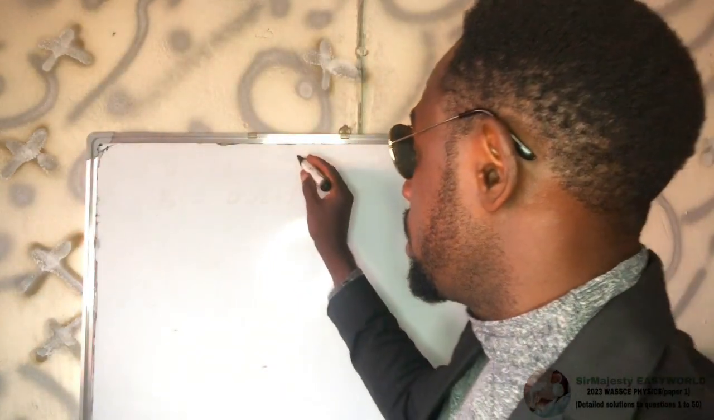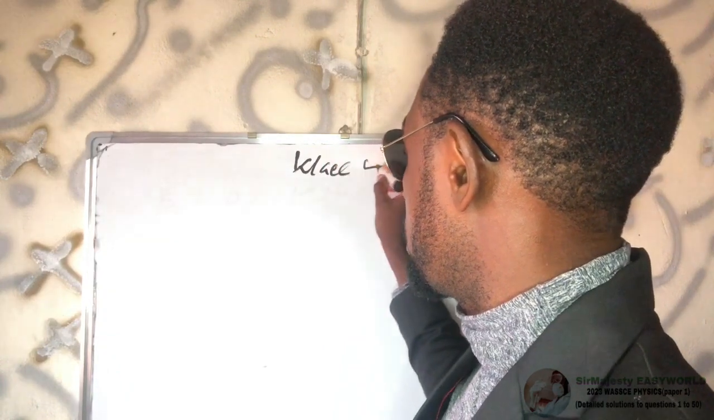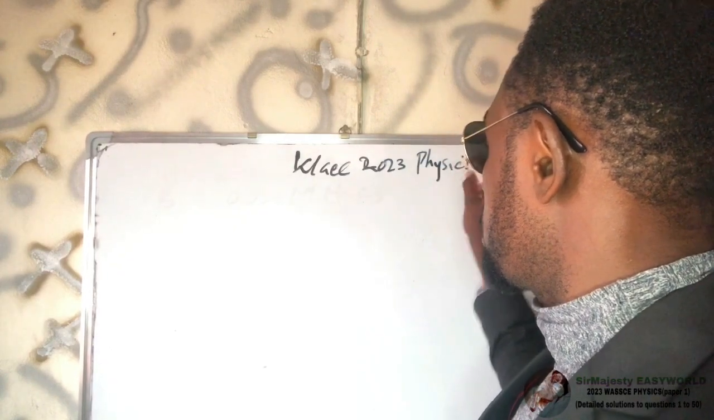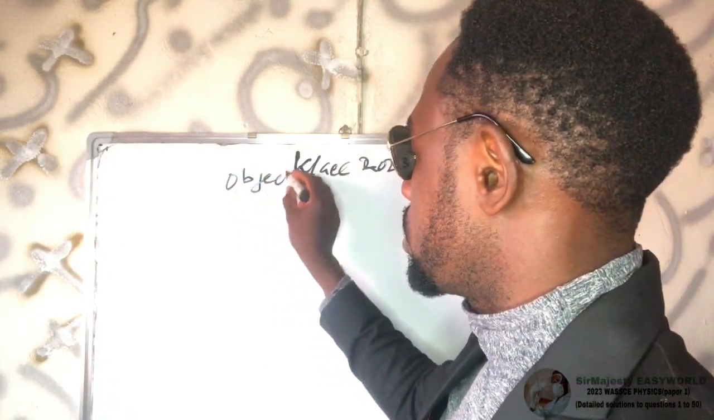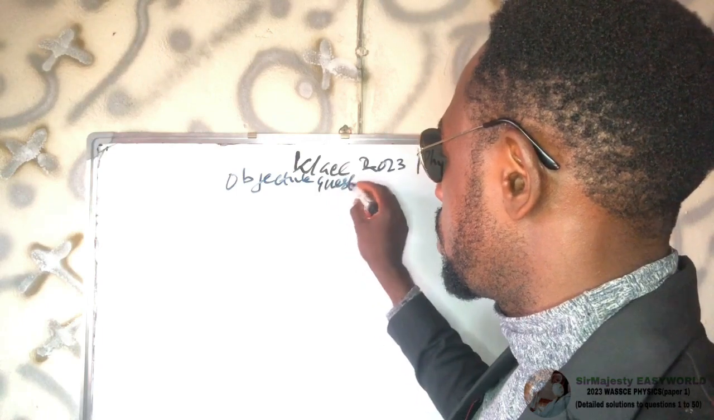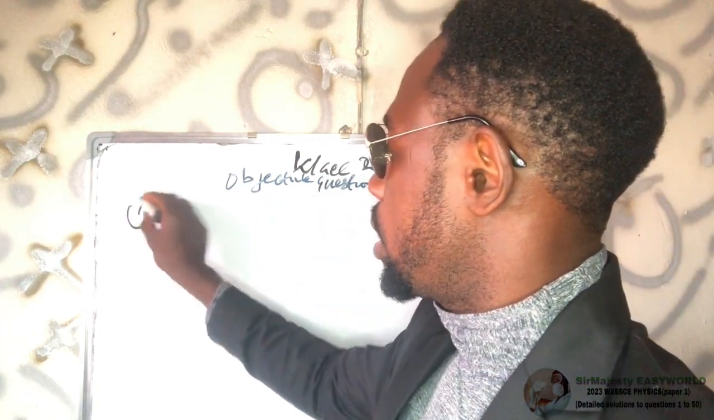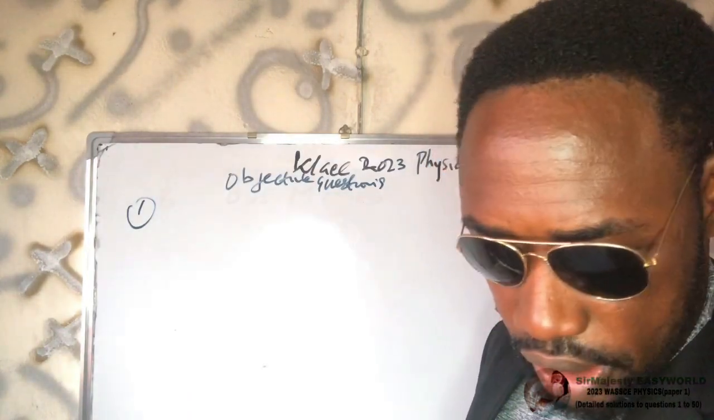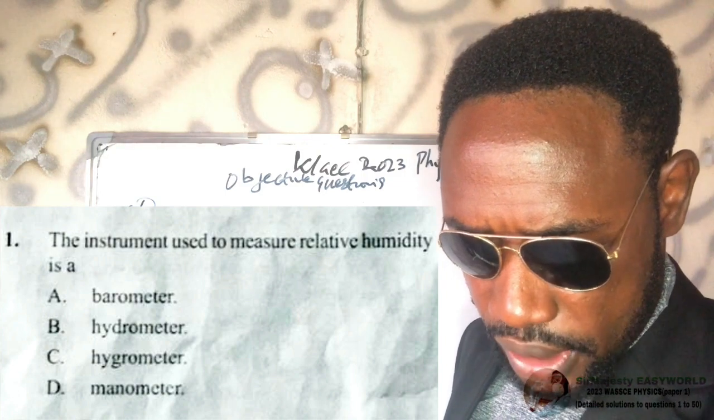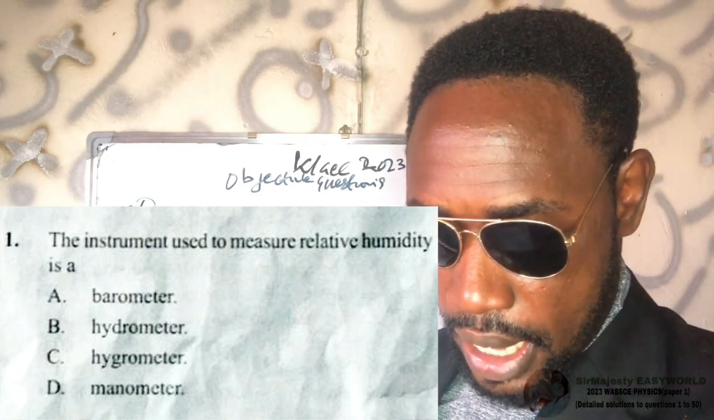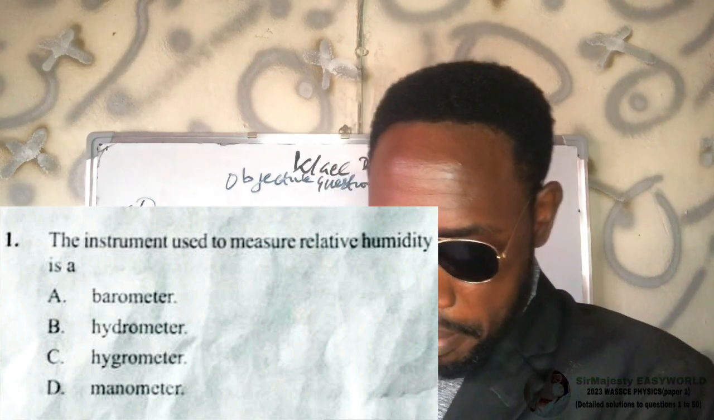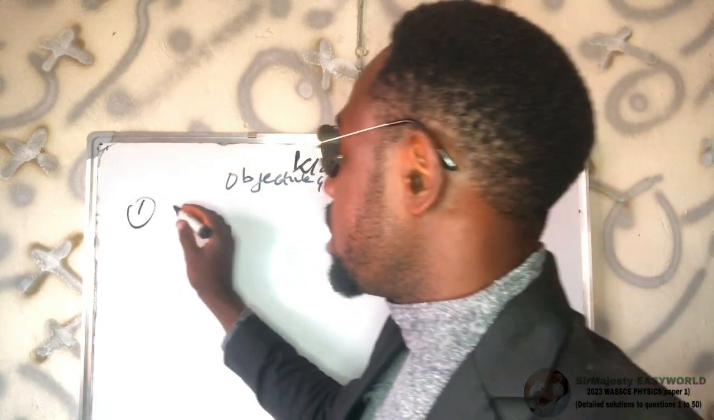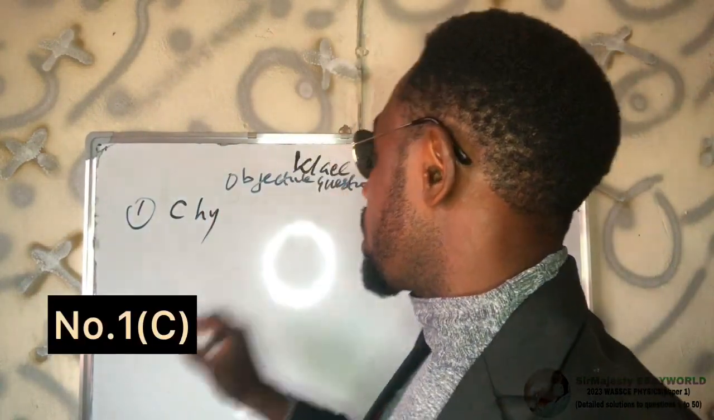So we are answering WAEC 2023 physics objective questions. Then question number 1 is asking us for the instrument used to measure relative humidity. Option A has it as barometer, B says hydrometer, C says hygrometer, then D says manometer. So the correct answer to this is C, of course.